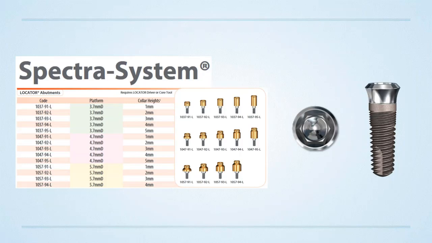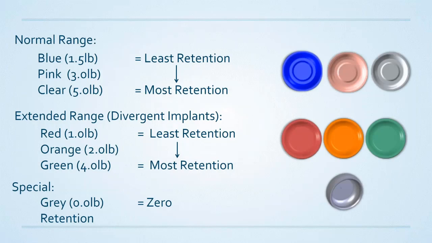Now what we can see here is that we can also configure the nylon insert retentive level of our housings once we pick it up in the mouth or have the denture processed in the laboratory. You have multiple retention insert level strengths. So the lightest is the blue insert, followed by the pink and clear for our normal range inserts.